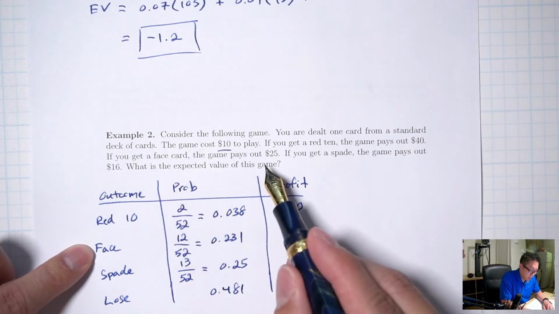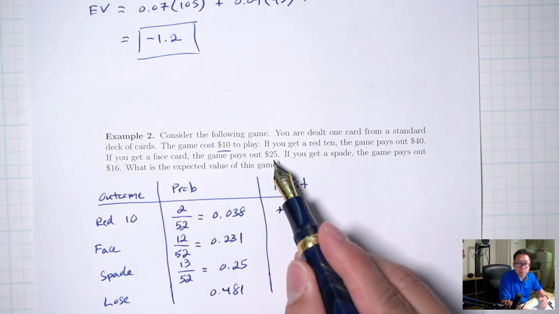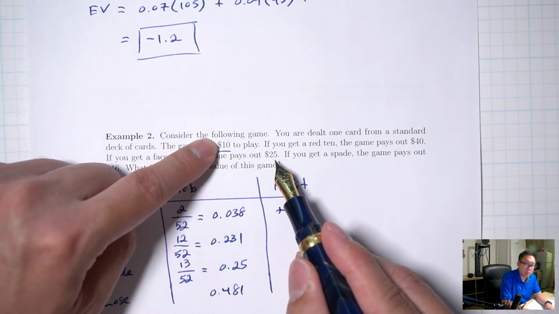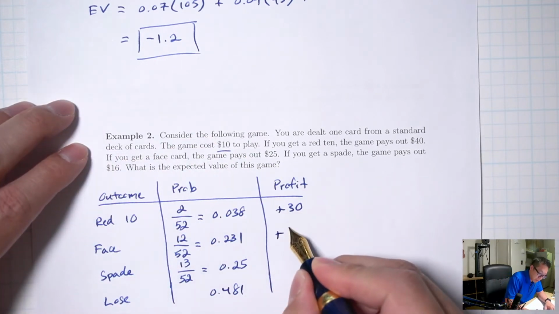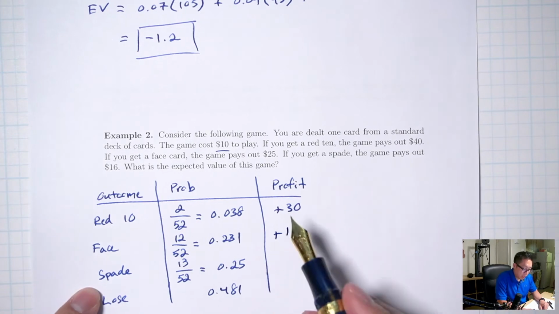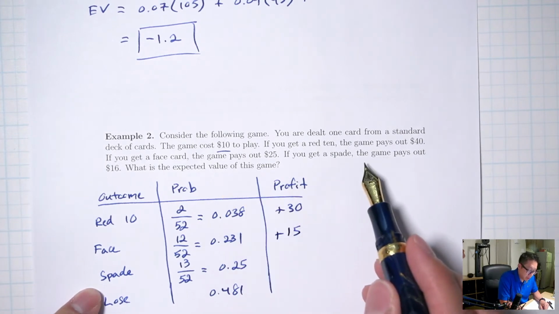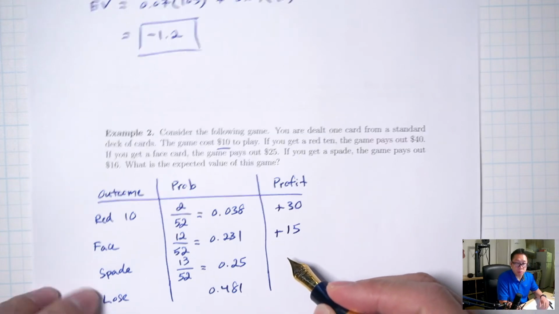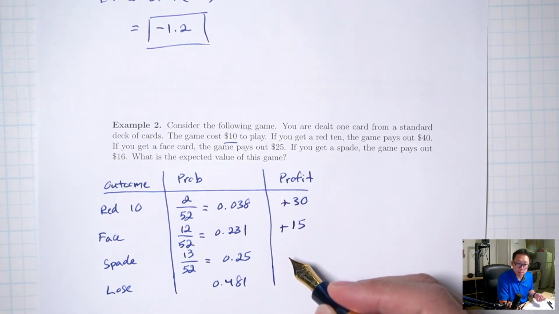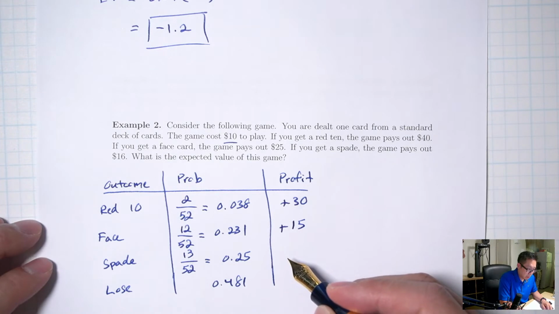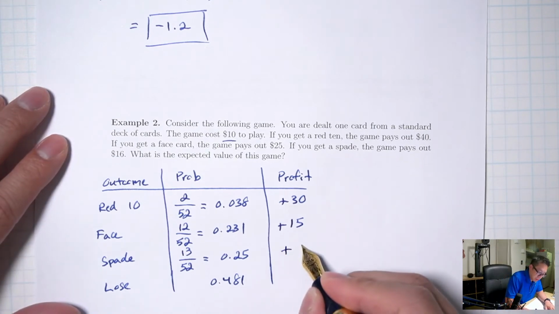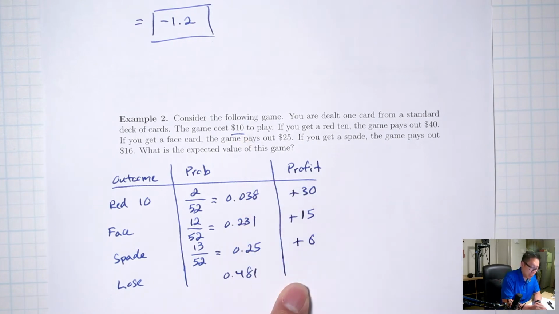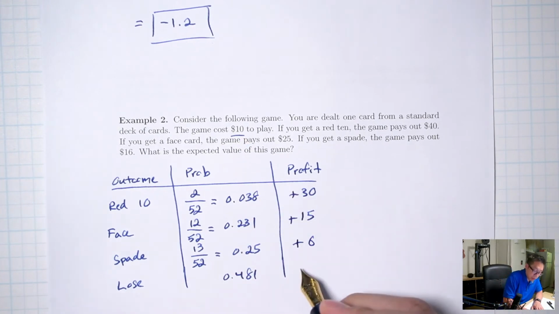Face, you win $25 and then subtract off what you paid to play. So 25 minus the 10, that's plus 15. Spade, the game pays $16, and then once again minus what you paid to play. So 16 minus the 10, that's a plus 6. And then if you lose, you paid $10. If you just lose, then you lost the $10. So minus 10.